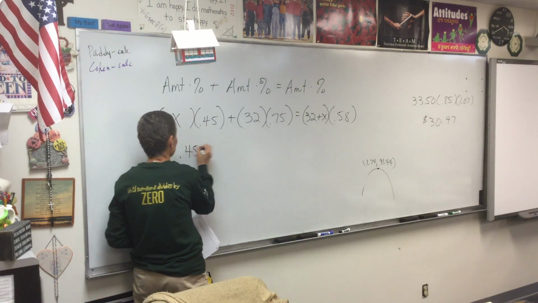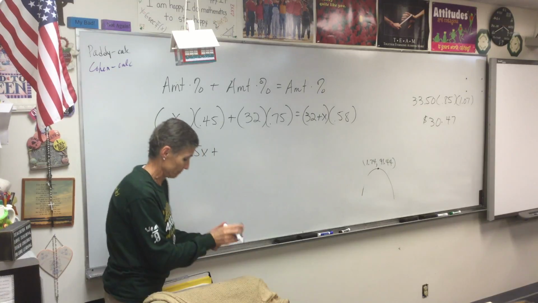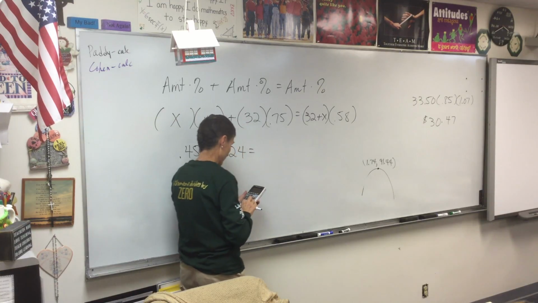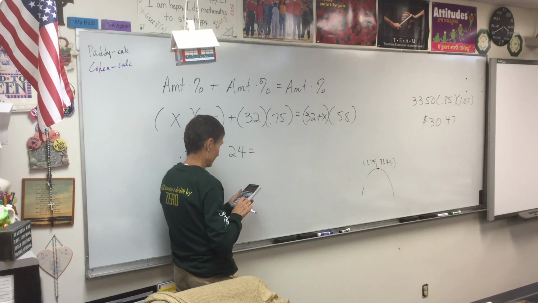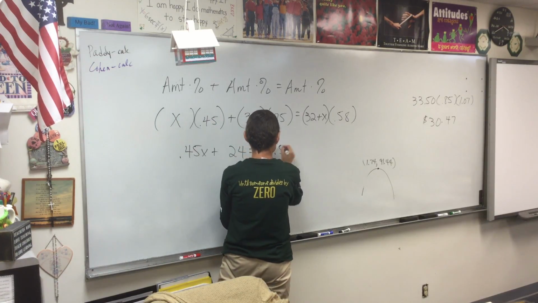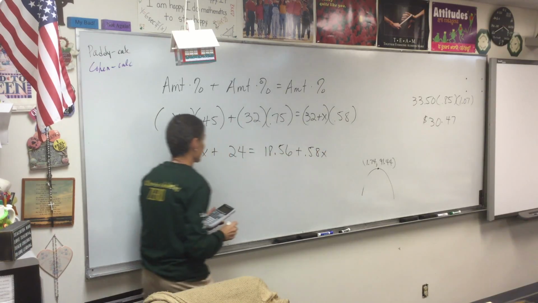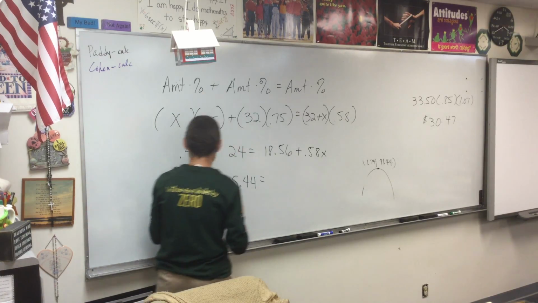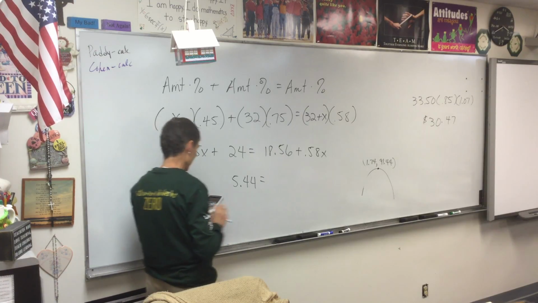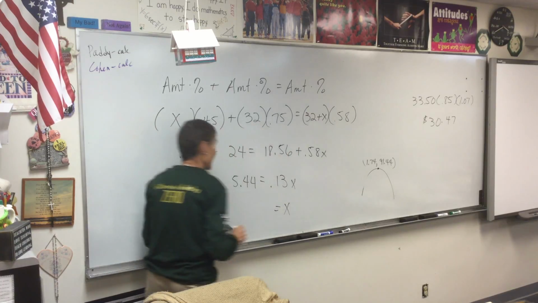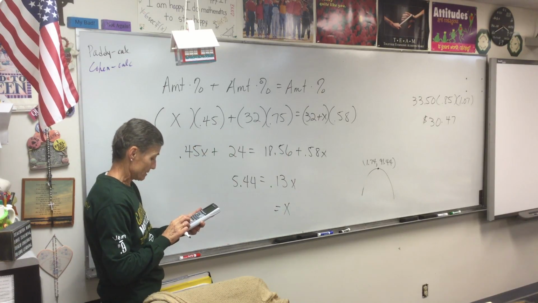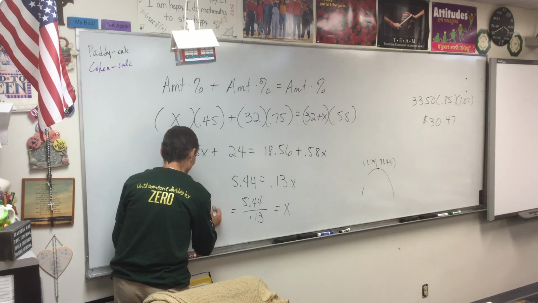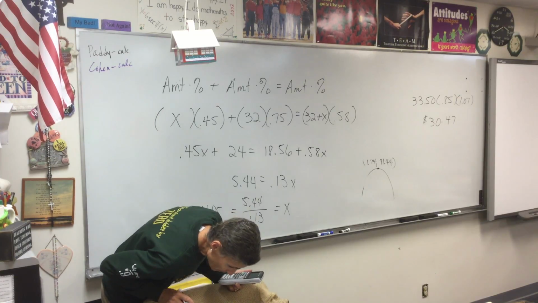All right, so 0.45X plus 24, 1856 plus 0.58X. All right. So I've got X equal to 5.44 divided by 0.13, which is about 41.85 ounces.